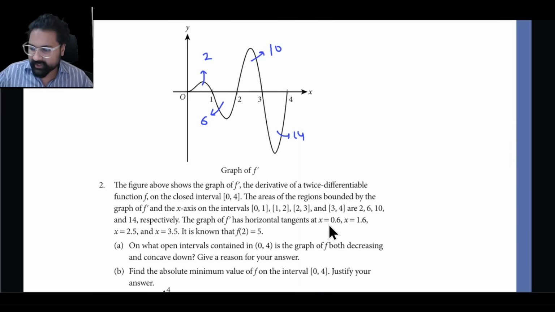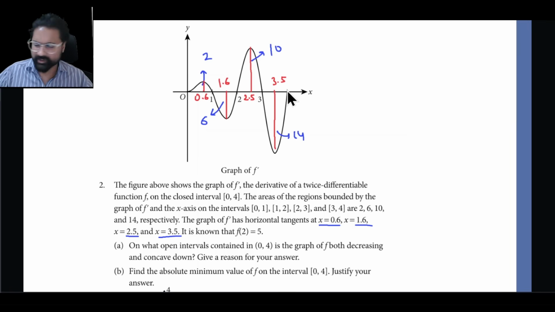The graph f prime has horizontal tangents at these points. It means that the peaks, horizontal tangent of f prime means this point, this point, this point, this point and this point, where it is a horizontal tangent, right? So those are also given to us. I think I can mark this. So this maxima basically is given as 0.6. This minima is given as 1.6. This maxima is given as 2.5. And this is given as 3.5 over here. I'm just writing the information here.